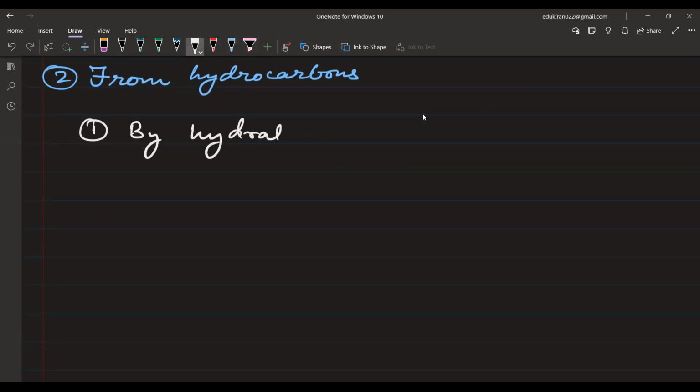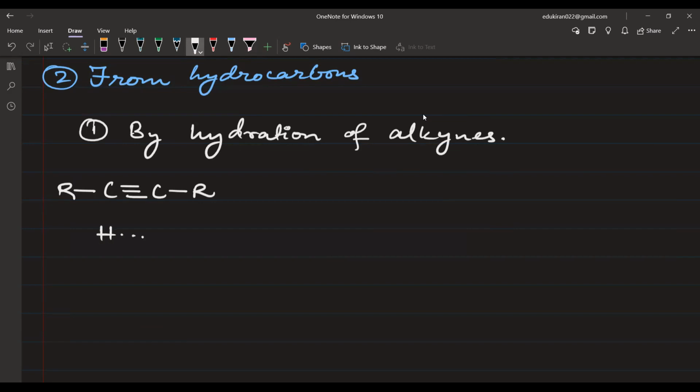The first reaction is by hydration of alkynes. Please look at the reaction first. We have R and C triple bond C, and then again we have R. When you're going to add water into it, you're going to have hydrogen and then OH. So one of these carbon atoms is going to get hydrogen, the other carbon is going to get OH. So what is the product that we are going to get?